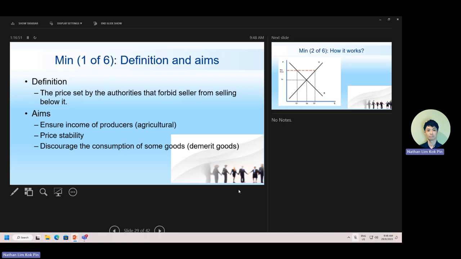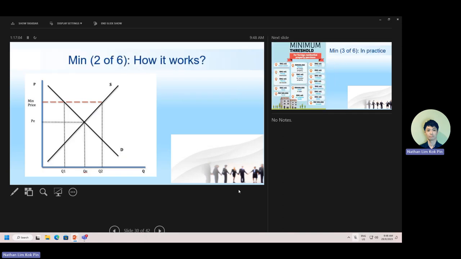So what do we do? We put a minimum price on alcohol. So with a minimum price, you cannot actually buy alcohol below that price. So we want to reduce the consumption, right? So this is the aim of a minimum price. Now, how does it work?